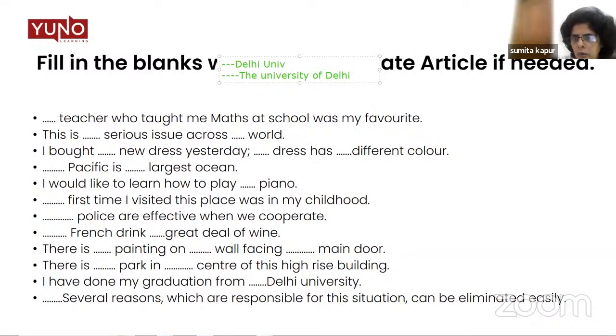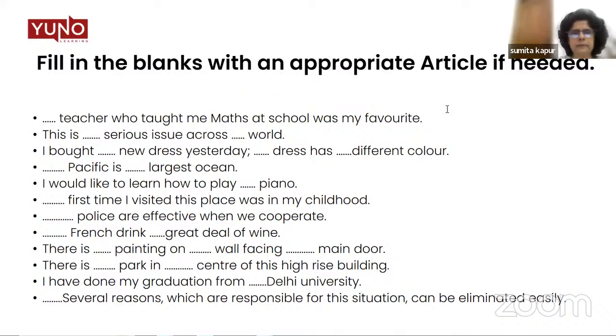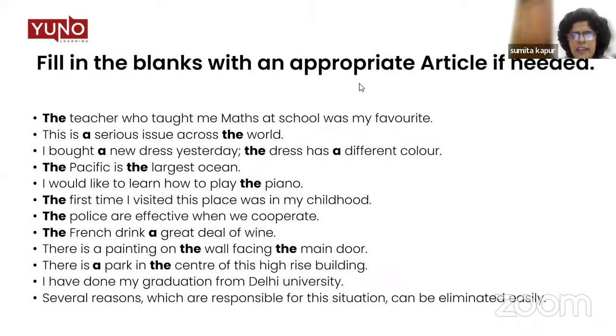Okay. Abhishek, I can see your name again. Abhishek, will you please read the last one? I don't think there is any article needed in this sentence. Absolutely. No article needed here. So it would be, several reasons which are responsible for the situation can be eliminated. Correct. Okay, on the next slide, we have the answers.